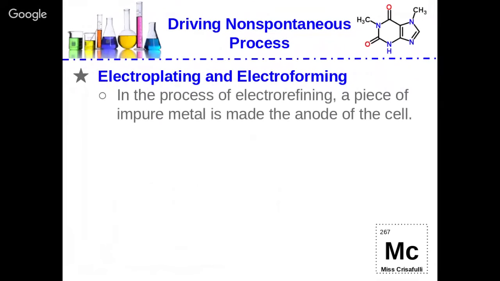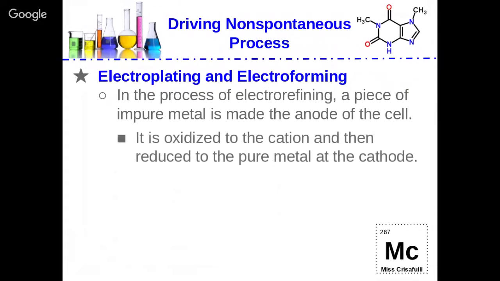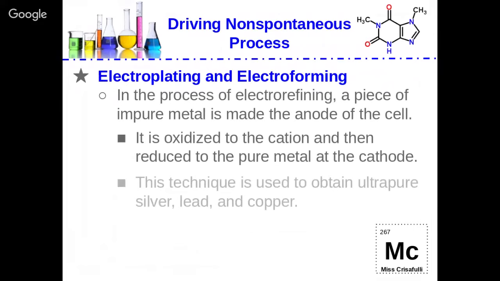In the process of electrorefining, a piece of impure metal is made the anode of the cell. It is oxidized to the cation and then reduced to the pure metal at the cathode. This technique is used to obtain ultra-pure silver, lead, and copper.